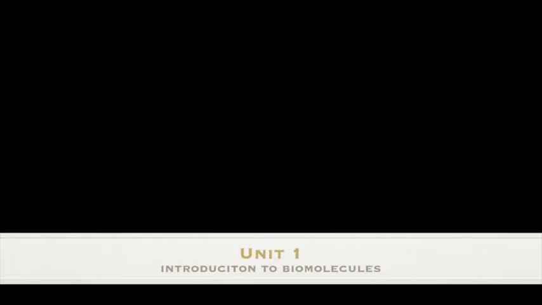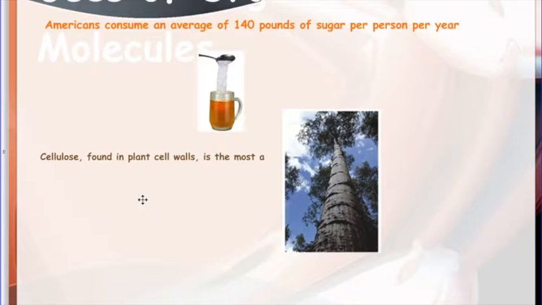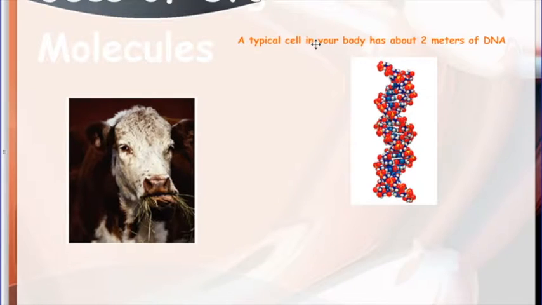Okay, so let's start with a few of the most commonly, abundantly seen macromolecules. So we know that sugar is one of the most abundantly present macromolecules, and Americans consume about 140 pounds of sugar a year, which is really high. And one more very commonly seen macromolecule is cellulose, which is present in the bark of trees and is responsible for structurally supporting these trees.